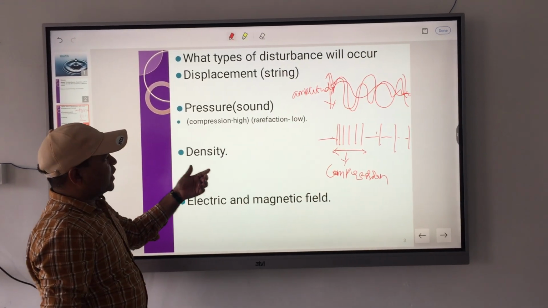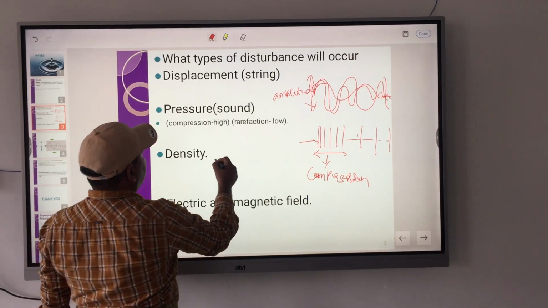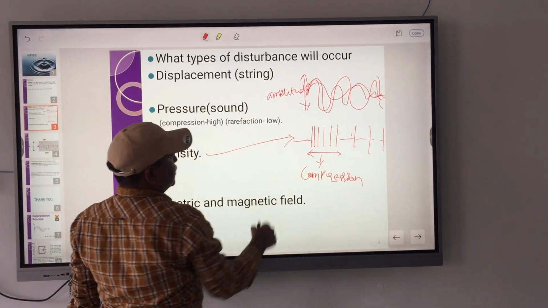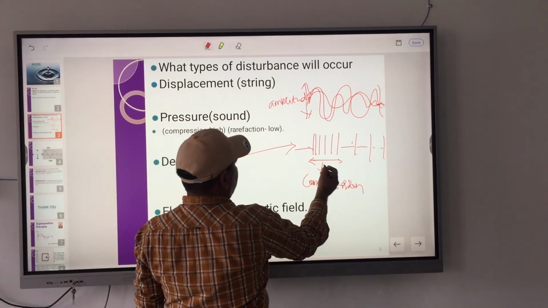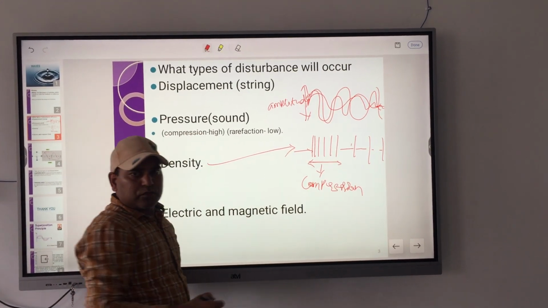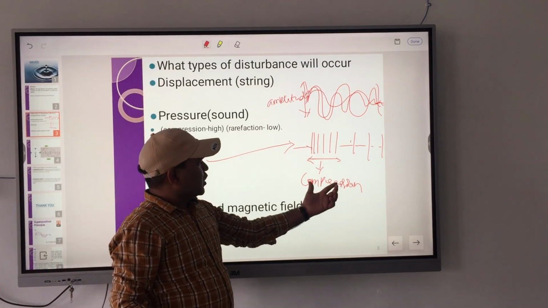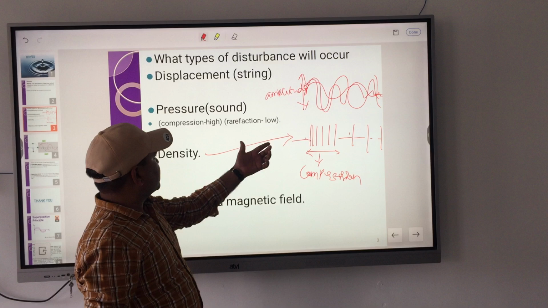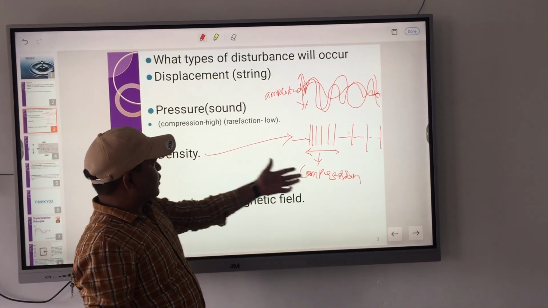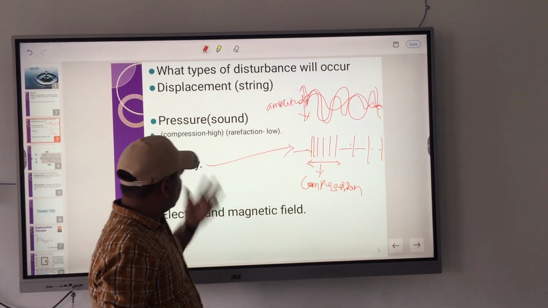Similarly, we can say the same for density. Here the density and pressure concepts are the same. If pressure is high, then density is high. Here compression is high, then our density will be high. And if the rarefaction is low, then our density is low.